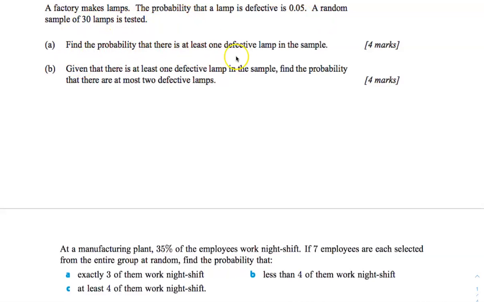Find the probability that there's at least 1 defective lamp. So we'll hit one by one. First, find the probability that at least 1 defective. So at least 1 defective, think about it again, like food. At least 1 cookie means that's my lower bound. So x has to be greater than or equal to 1. Again, since at least, it's a binomial CDF question.